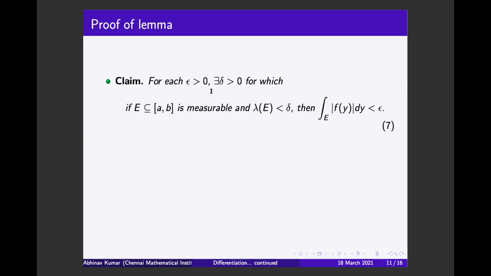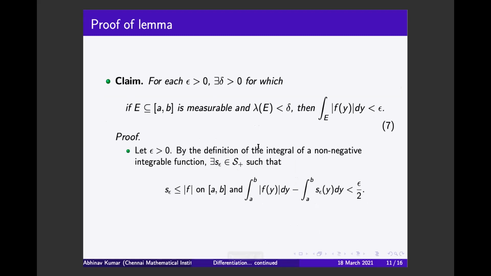So now we have a claim. We say that for each epsilon greater than 0, there exists delta greater than 0, for which this is the case. First of all, let's fix some epsilon greater than 0. Given any epsilon, we consider some epsilon greater than 0. By the definition of the integral of a non-negative integrable function, there exists a simple function. This is, of course, just a function of the epsilon which we chose.